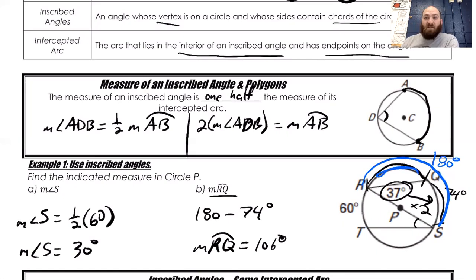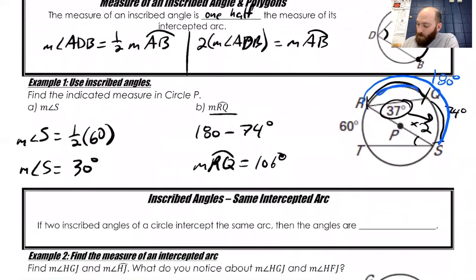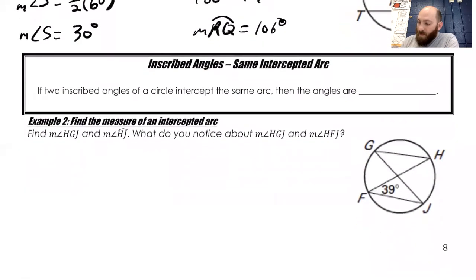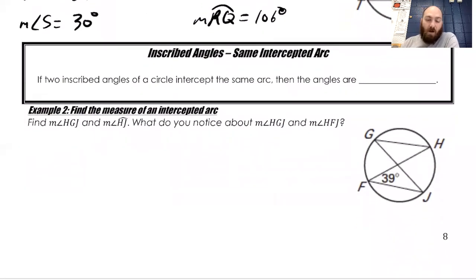Okay, that's our inscribed angles. We can go two ways. We can get the arc and take 1/2 of it, or we get the angle and we double it to help us with that. Inscribed angles: if two inscribed angles of a circle intercept the same arc, then the angles are congruent.